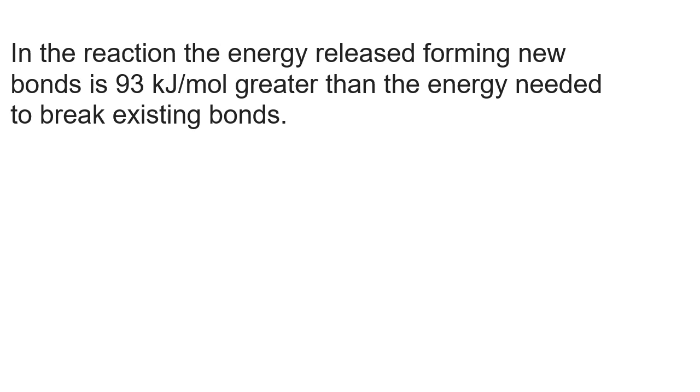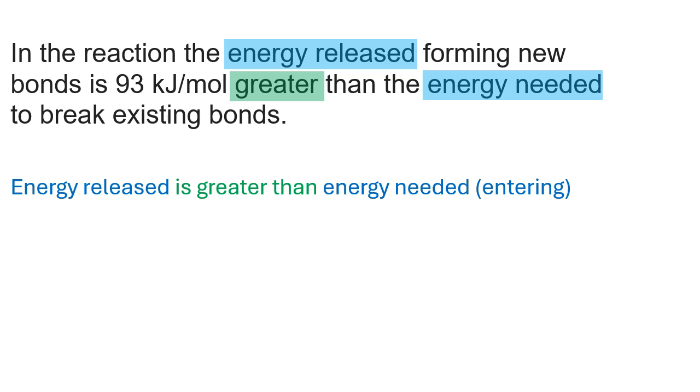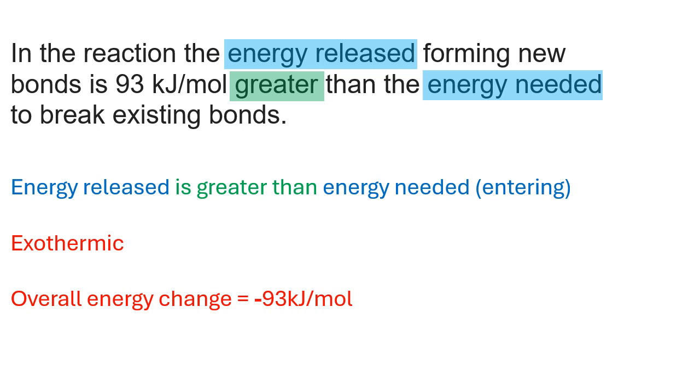It's really important we're looking at sentences like this. In the reaction, the energy released forming new bonds is 93 kilojoules per mole greater than the energy needed to break the existing bonds. What we are saying here is the energy being given out, the energy exiting, is more than the energy we needed. Therefore, this is going to be an exothermic reaction. More energy is exiting, is being released. And therefore, my overall energy change based on this sentence is minus 93 kilojoules per mole.